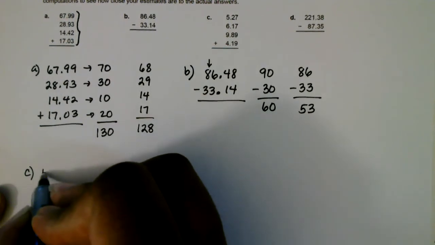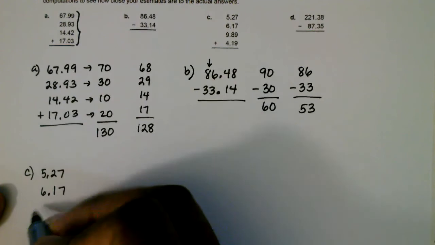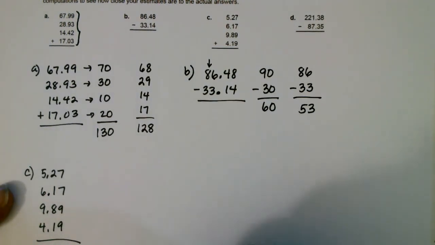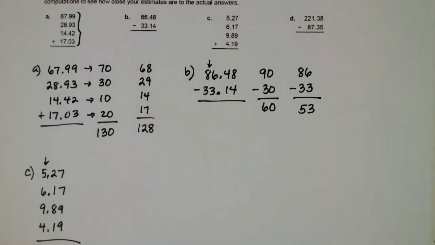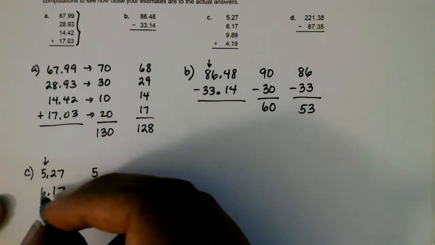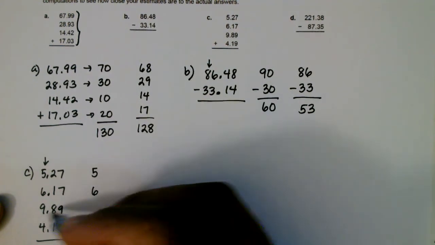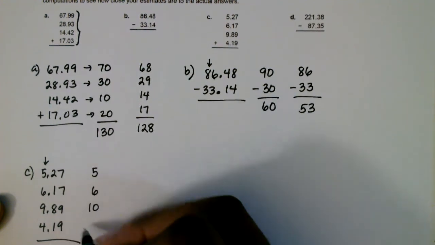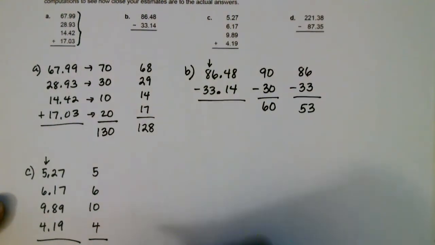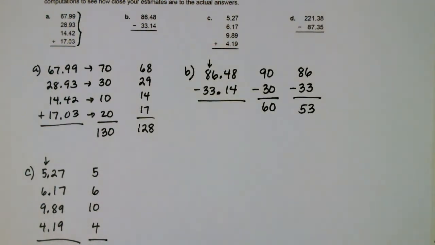Now for part C, 5.27, 6.17, 9.89, 4.19. If I was to look at the numbers that are in the ones place in this case, because that's probably going to be the best that I can do with that one. So if I was to do an estimate for that, 5.27 to the nearest whole number will be 5. 6.17 to the nearest whole number will be 6. 9.89 to the nearest whole number will be 10. And 4.19 to the nearest whole number will be 4. So if I was to add these numbers together, you'll get 25. So by rounding, it'll be 25.